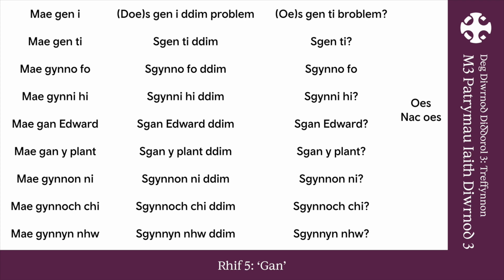Mae gan Edward. Mae gan y plant. Sgan Edward ddim. Sgan y plant ddim. Sgan Edward? Sgan y plant? Mae gynnon ni. Sgynnon ni ddim. Sgynnon ni? Mae gynnoch chi. Sgynnoch chi ddim. Sgynnoch chi? Mae gynnyn nhw. Sgynnyn nhw ddim. Sgynnyn nhw?